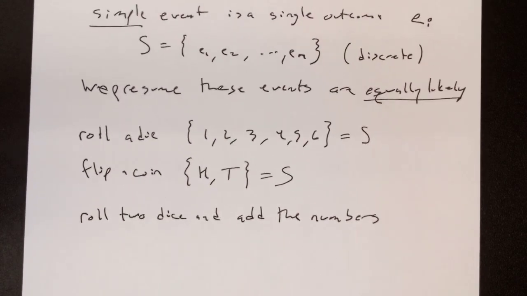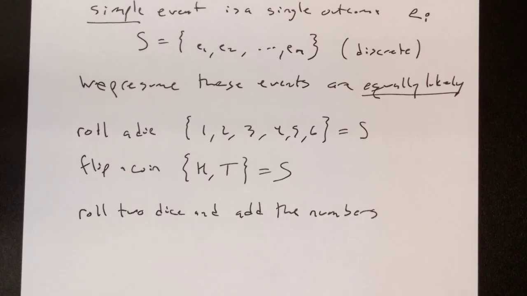Here's a new experiment. Roll 2 standard 6-sided dice. Now add the numbers together. Well, in one case, I could think of my events as the total is 2, the total is 3, the total is 4, the total is 5, right? All the way up to the total is 12.